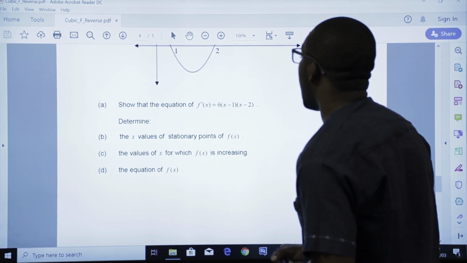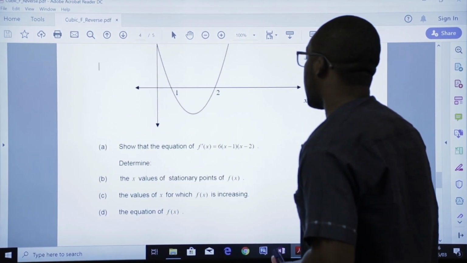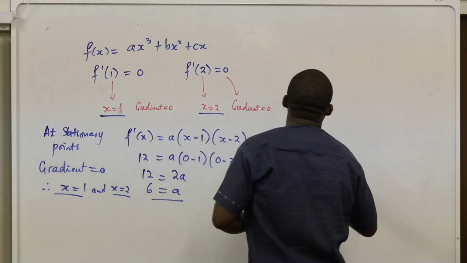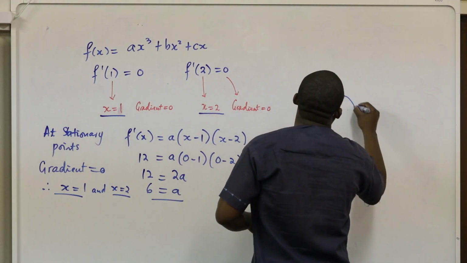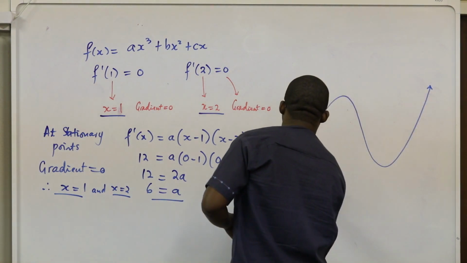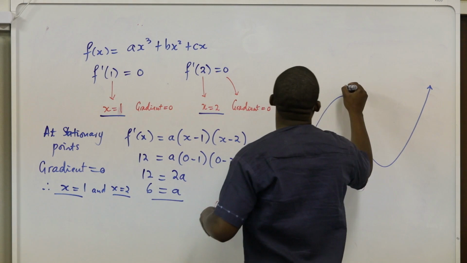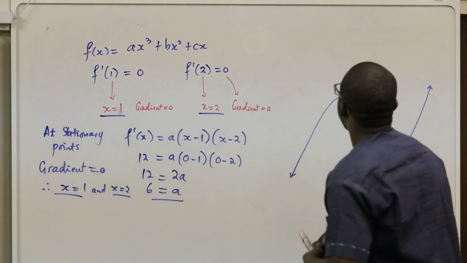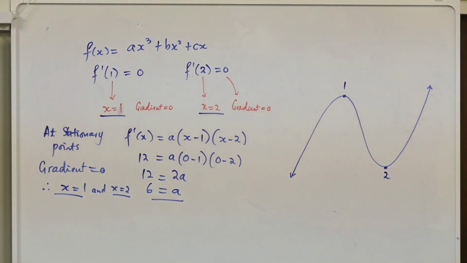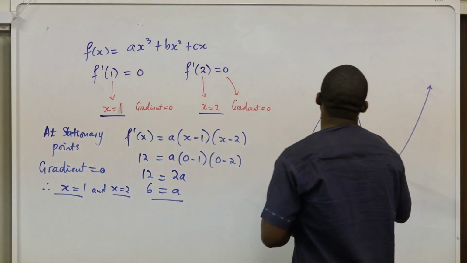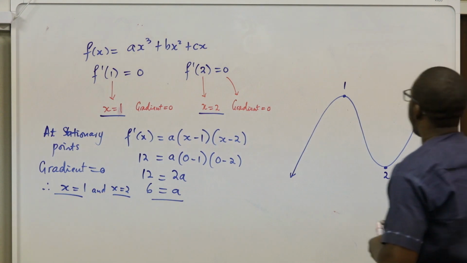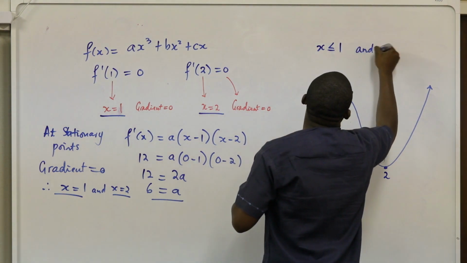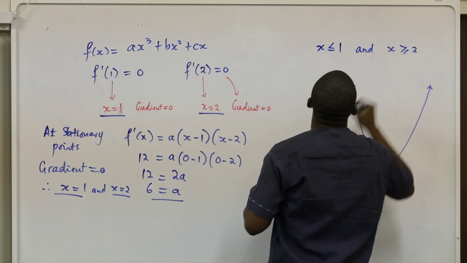The values of x for which f of x is increasing. The corresponding graph of the function f would have been like this. This was going to happen at 1, and this was going to happen at 2. It was going to turn at a local maximum at x is equal to 1, and turn at a local minimum when x is equal to 2. Therefore, where is it increasing? When x is less than 1 and when x is greater than 2.